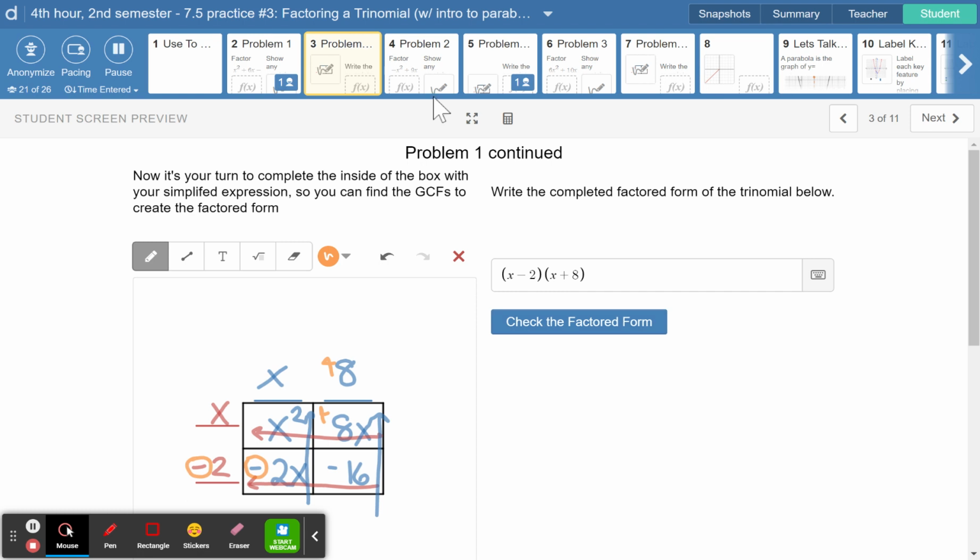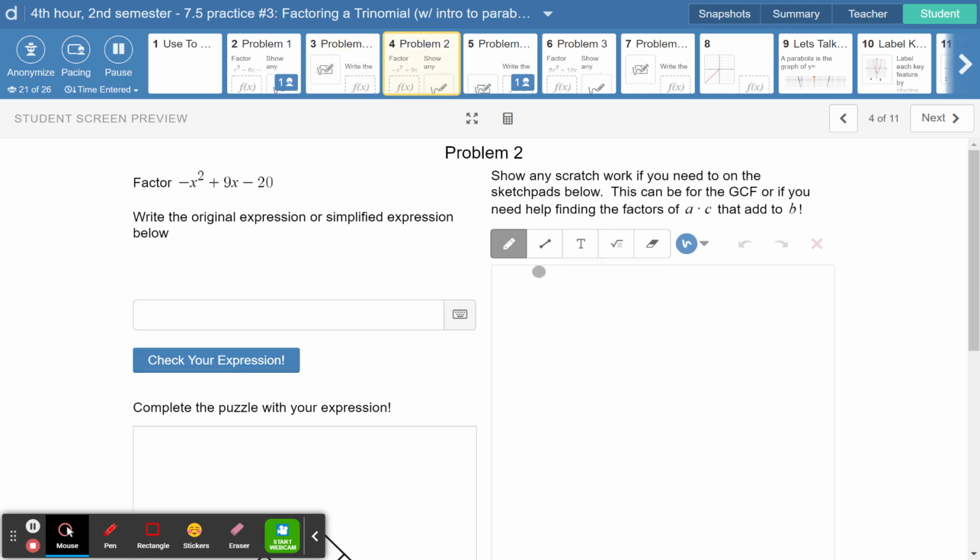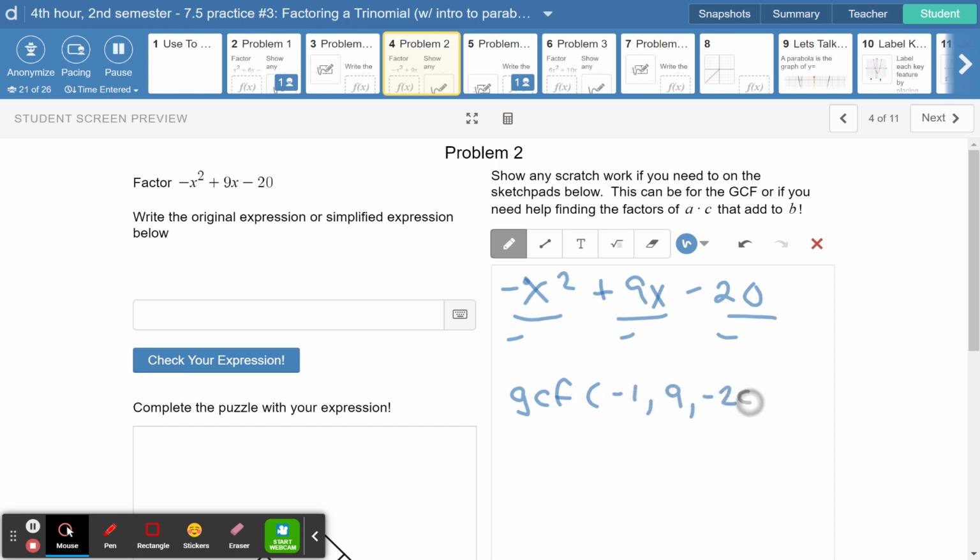Now on problem number 2, it's slightly different because we have a negative first term and we are not allowed to have a negative first term. So no matter what, I have to divide out a negative. Now what number do I have to divide out? It's whatever number slide 1 tells me. So negative 1, 9, negative 20. The calculator tells me the GCF is 1. But I know better. I know it has to be a negative 1 because my first term is negative.